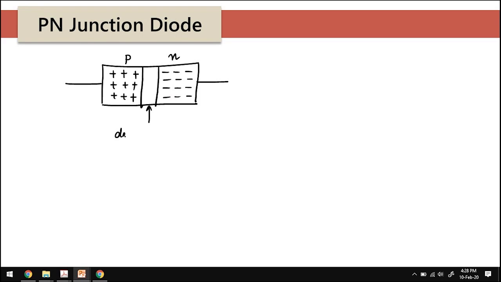This region is called the depletion layer or depletion region. Why? Because initially, due to diffusion of majority charge carriers from either side, because diffusion means when any quantity tries to move in the direction where its concentration is less, right? That is diffusion. So the current that flows due to change in concentration is called diffusion current. Of course, there's going to be some net flow of charge, some current.